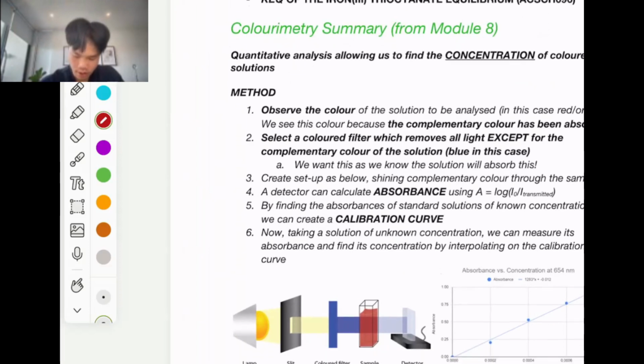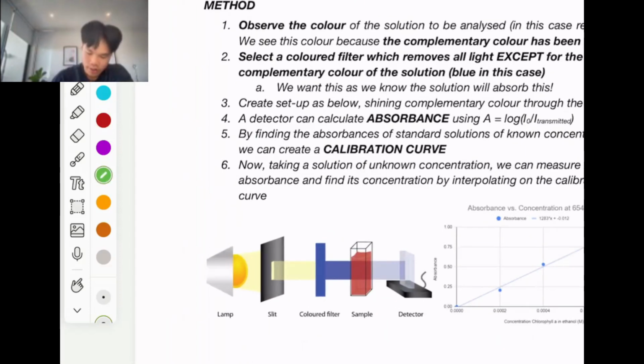So at the start, just a very quick summary once again. You have a sample. If it's red, or in this case, they're pretending it's orange, blood orange, then you want to pick the complementary color, which is blue, because that is the wavelength that an orange solution is going to absorb the most. You select for that color by using a filter. You shine that blue light through the colored solution, and you find it absorbs a certain amount, I naught over IT, by processing from the equation, absorbance equals log of I naught on IT.